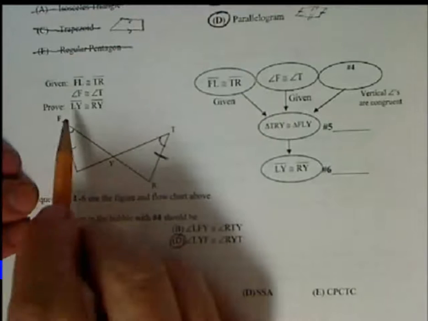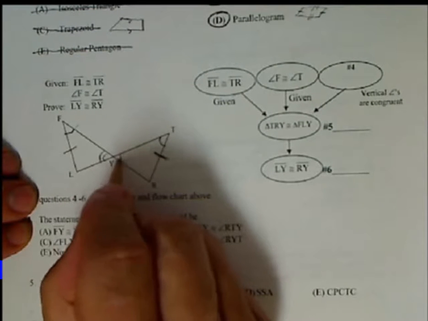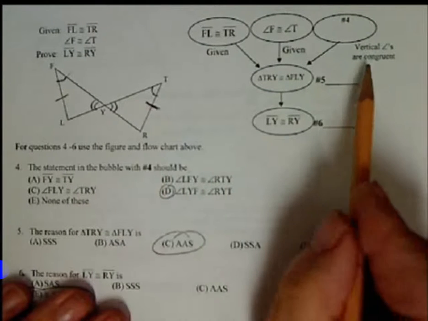And then I'm trying to prove that LY is congruent to RY. That would go in the last box right here. Well, I'm going to fill in other information that I do know. Look for vertical angles and reflexive. This angle is equal to this angle. So for step number 4, it asks, what should be the reason in step number 4? Well, vertical angles are congruent.